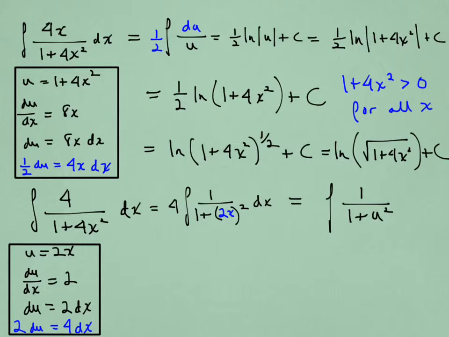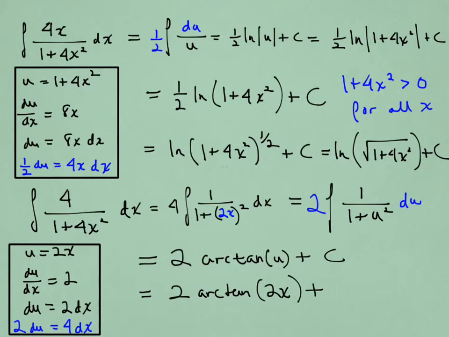And we can carry out the substitution now. It's really 1 over 1 plus u squared. And 4 dx comes at the cost of 2 du, so we have just 2 times the arctangent of u. And we can back substitute 2x in, and we're done.